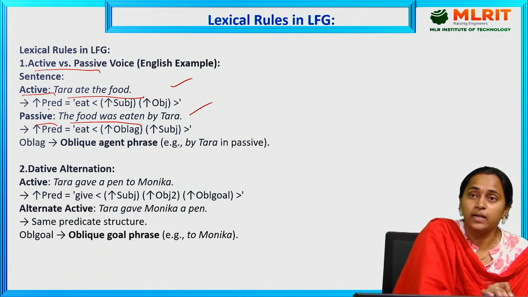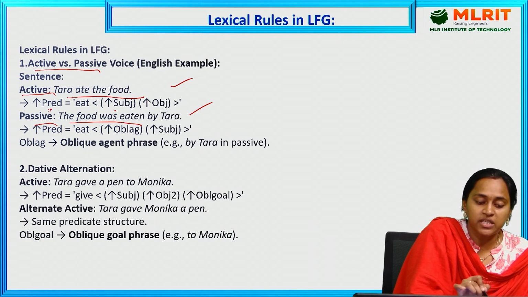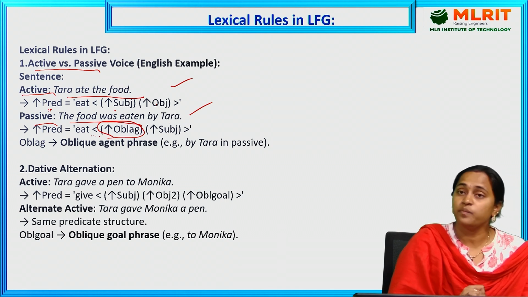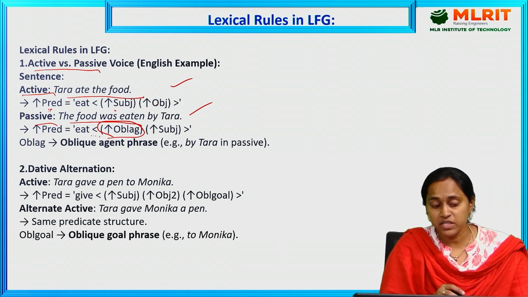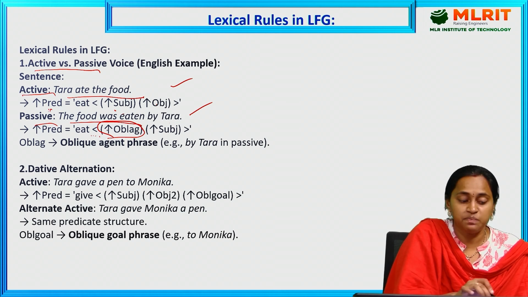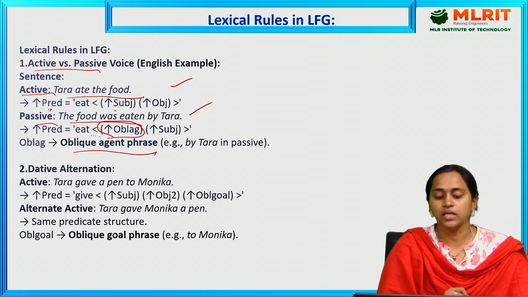See the lexical functional grammar notation here. The predicate is eat, the mother node, and subject and object are there. Here, the food was eaten by Tara. Here there is an oblique. In the previous one, Tara ate the food, there are subject and object, but in the passive sentence there is an oblique, right? This is a passive sentence.